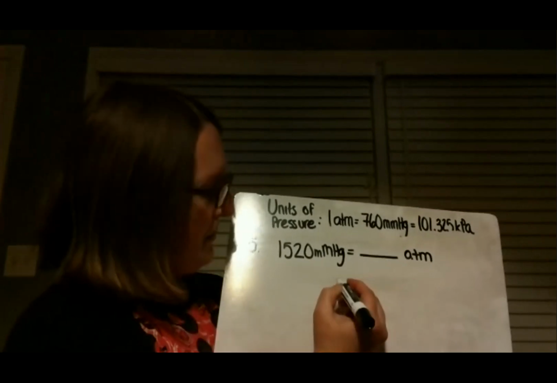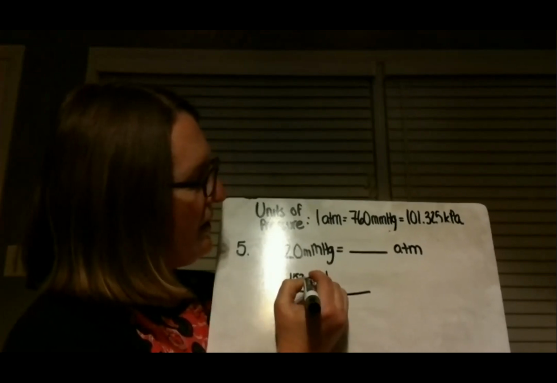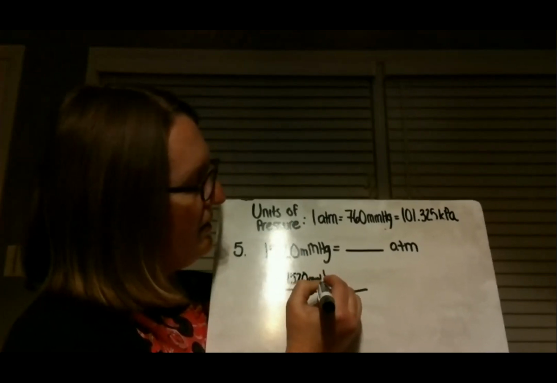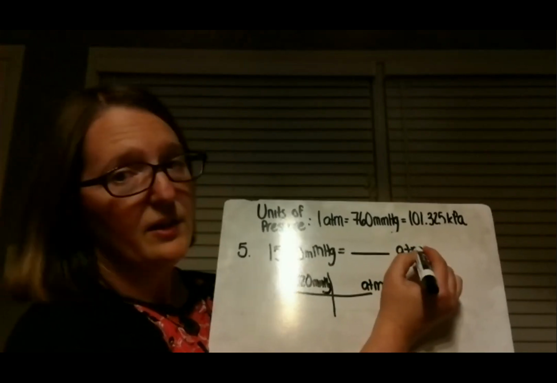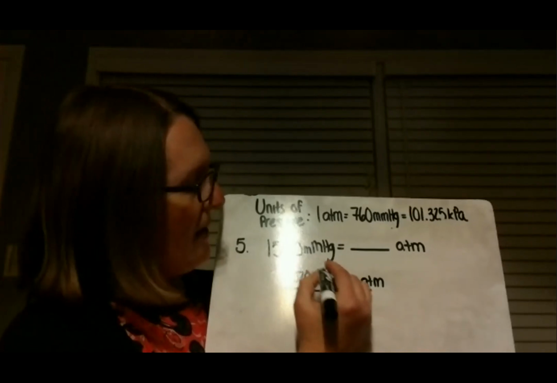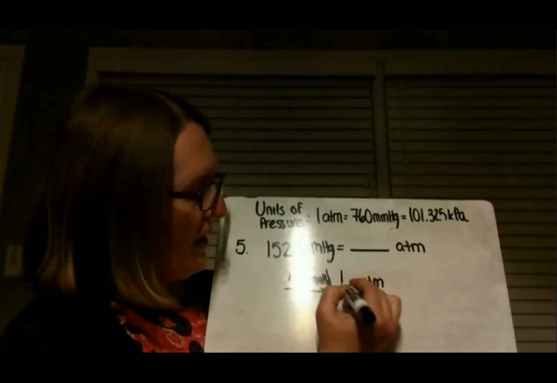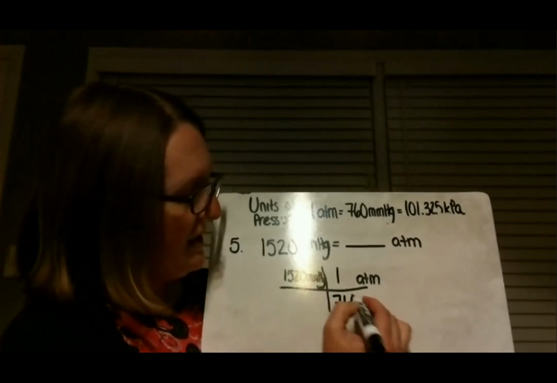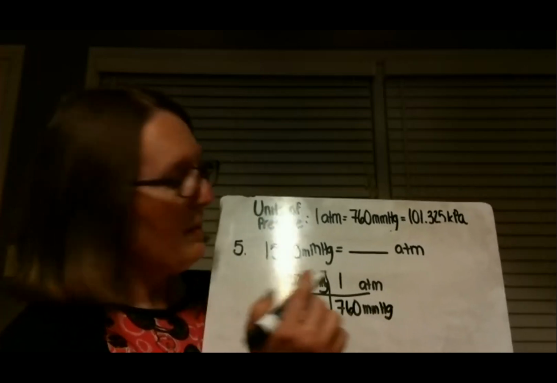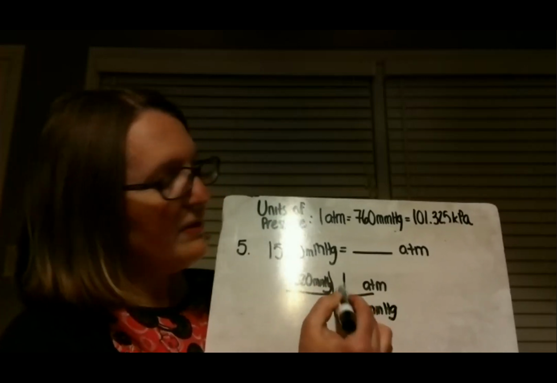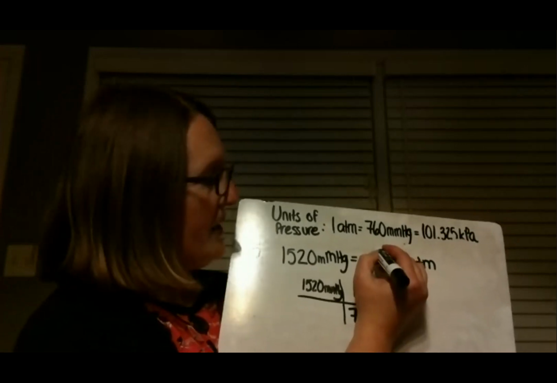Okay, so set up our factor label. Make sure we write what we know here. What I want to get to goes here. And then what's up here has to go here. So I'm going to look up here. 1 atmosphere equals 760 mmHg. All right, so remember, multiply across the top, divide by the bottom. So I'm going to divide 1520 by 760, and I'm going to get 2.